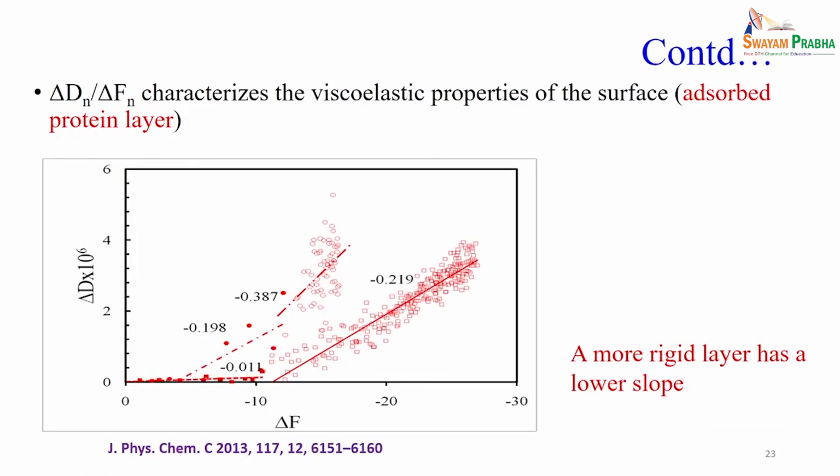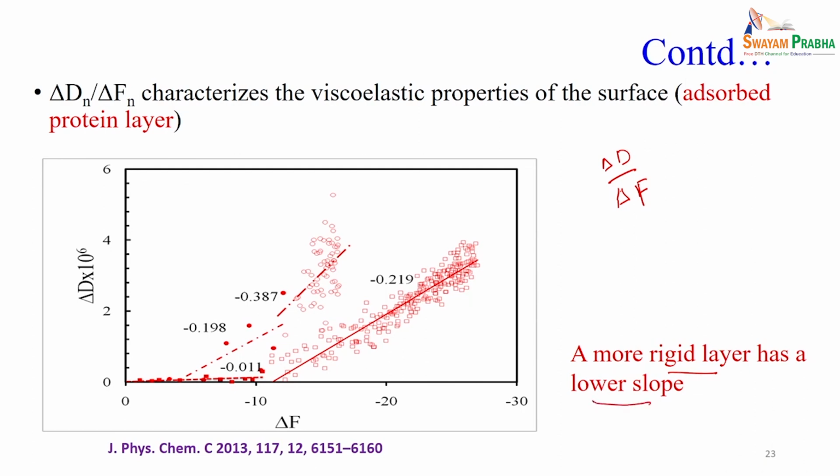So, another way to analyze is if you simply plot the ratio of delta D upon delta F. The delta D says change in the dissipation factor, delta F says change in the adsorbed mass. So, if its slope value is higher, it means the surface is having more dissipation, it means it is a soft layer, and if it is a rigid layer, it is going to have the lower slope.